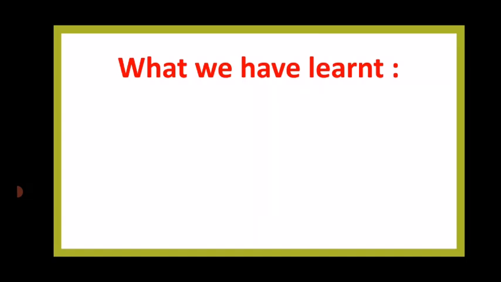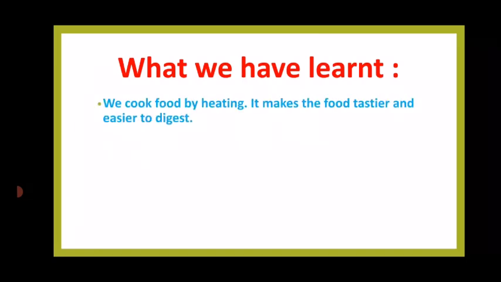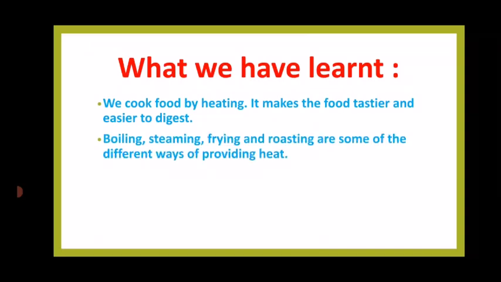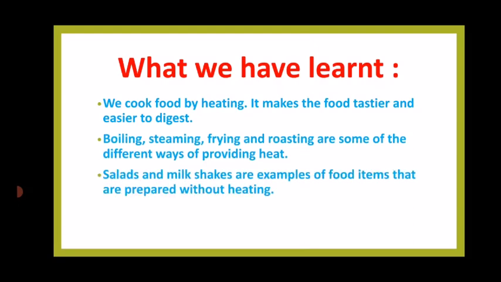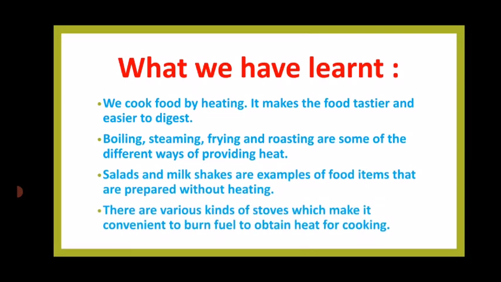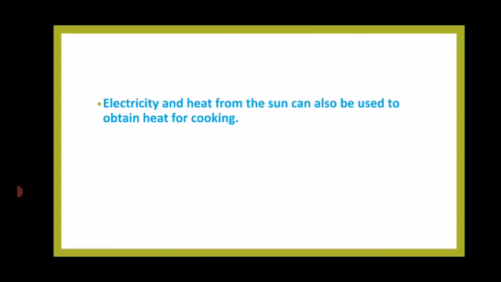Now children, let us summarize what we have learned in this lesson today. So we cook food by heating. It makes the food tastier and easier to digest. Boiling, steaming, frying and roasting are some of the different ways of providing heat. Salads and milkshakes are examples of food items that are prepared without heating. There are various kinds of stoves which make it convenient to burn fuel to obtain heat for cooking. And electricity and heat from the sun can also be used to obtain heat for cooking.